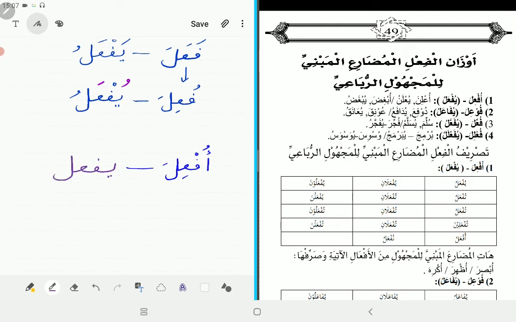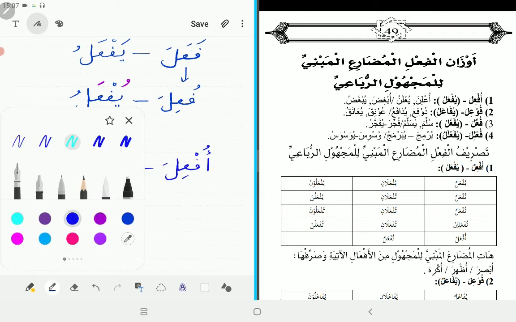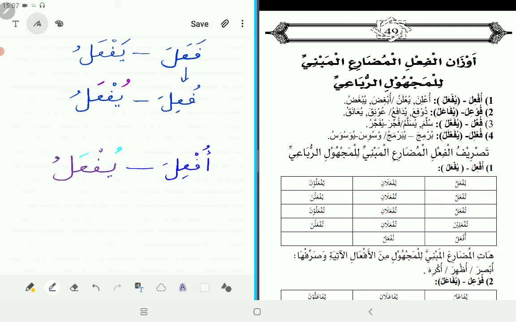So I will say here, the first letter gets dhamma. Second last letter takes fatha. So it becomes yuf'alu. Yuf'alu. So this verb and this verb, they look exactly the same. If you were to look at, it's 3 letters, fu'ila. Here, 4 letters, uf'ila. But when you look at the mudari', these 2 present tense verbs, they look exactly the same. So how is it that it was a 4-letter verb and it looks exactly like the 3-letter verb?